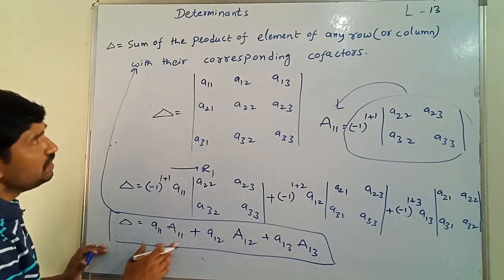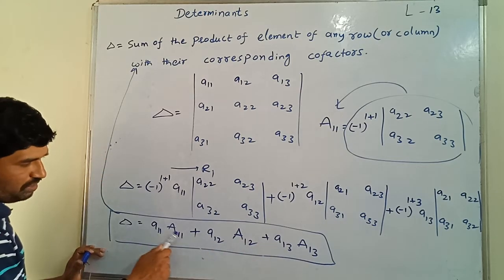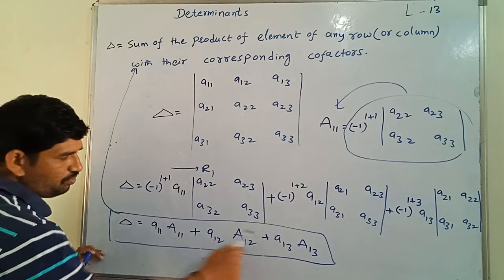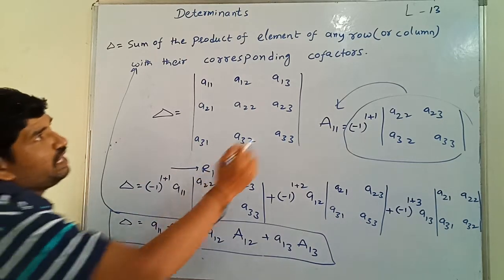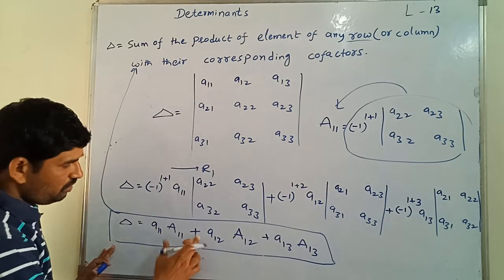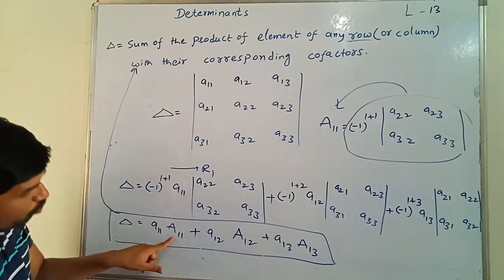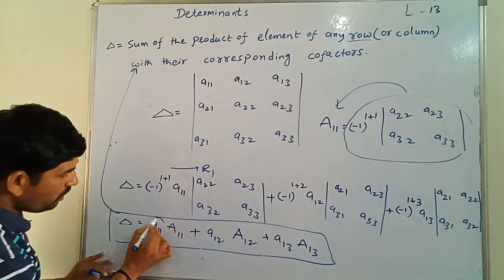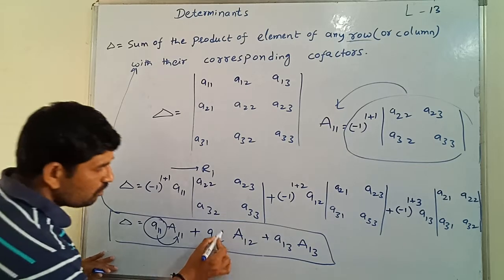Here it is the sum of the products of the elements of R1, which we are taking. Any row means we are taking R1 here. The sum of the products of the elements with their corresponding cofactors. See, what is the cofactor of small a11? That is capital A11.